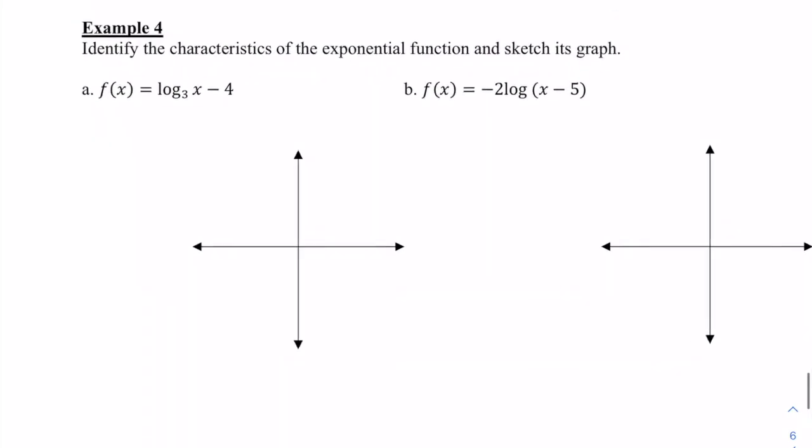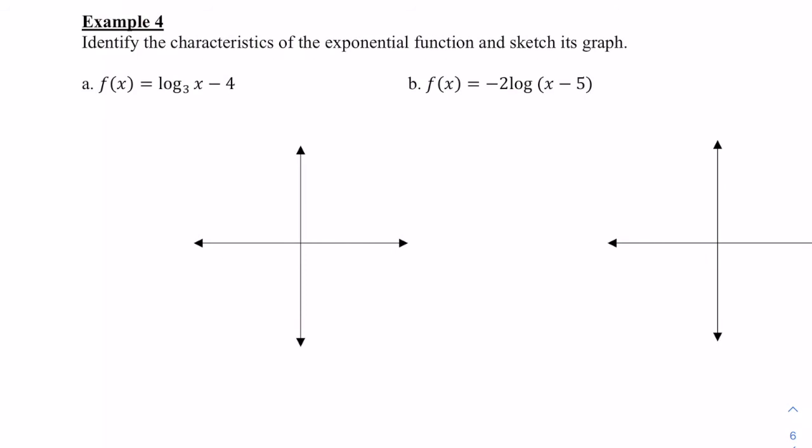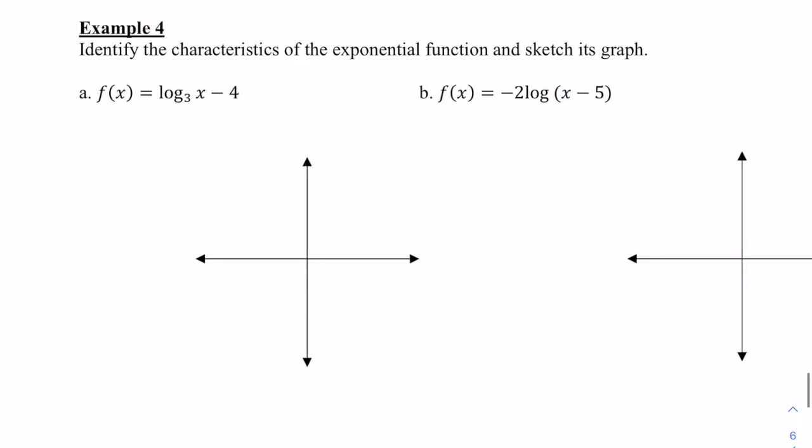All right, let's consider some functions with multiple translations. So for this one, I actually just had one. It just shifted down. So this one's going to go down 4.